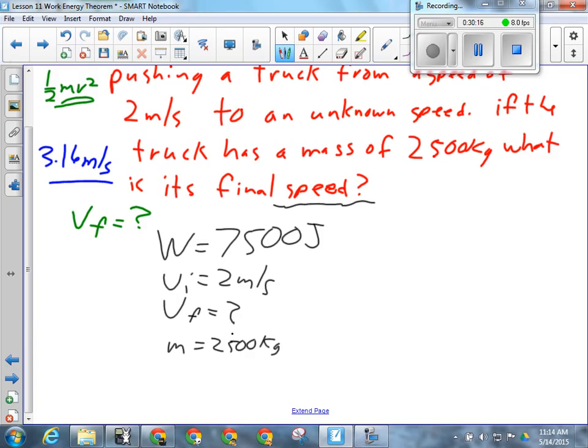What kind of energy is being changed? Kinetic. The speed of the truck is changing. It mentions nothing about it being pushed uphill or anything like that, so there's no potential energy change here. All right. Work is a change in kinetic energy. Okay, so that means that work equals 1/2 mvf squared minus 1/2 mvi squared. I'm looking for VF. So, what do I do in order to get VF by itself first?